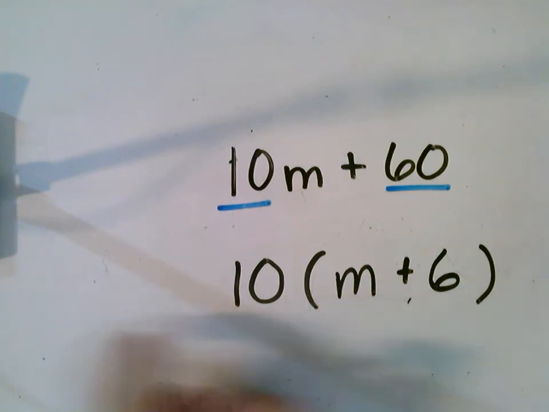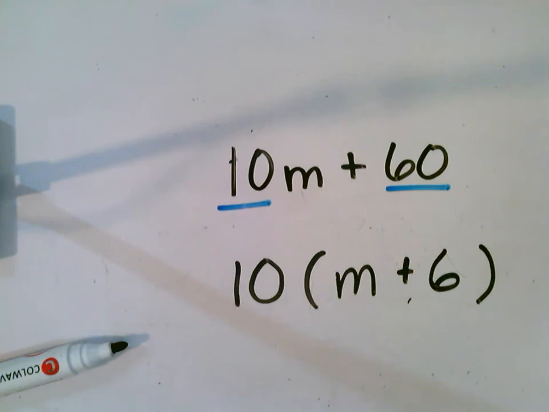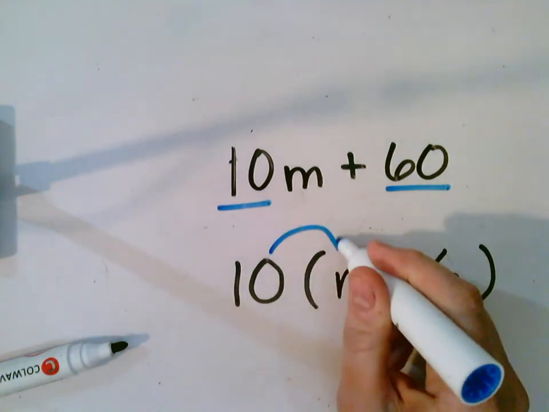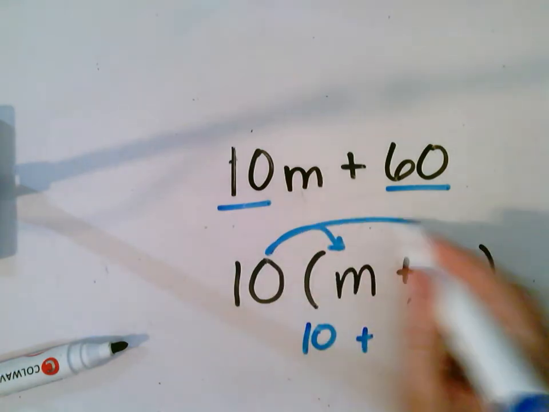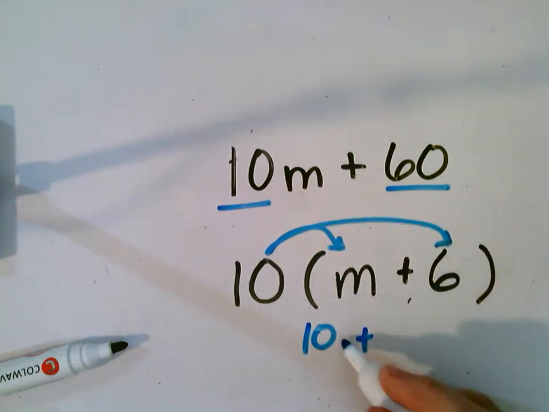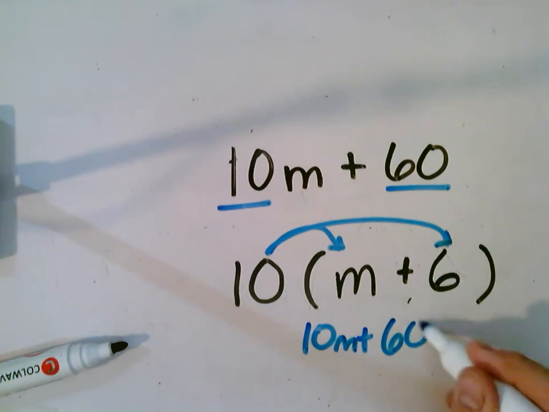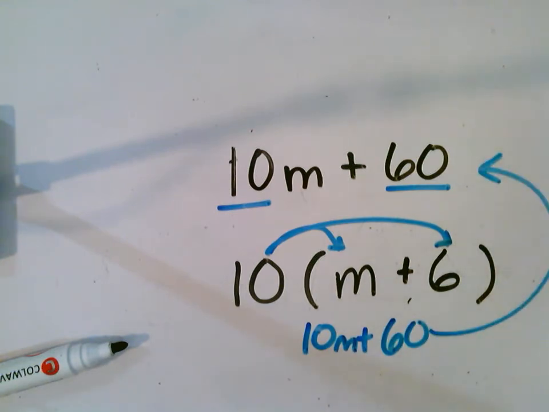And if I was going to double check to see if it works out, when I distribute my 10 times m is 10m. 10 times 6 is 60. So yes, I get the same thing I started with. So I did get the right answer.